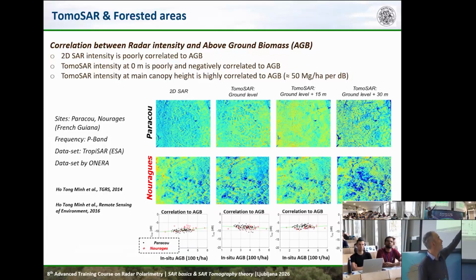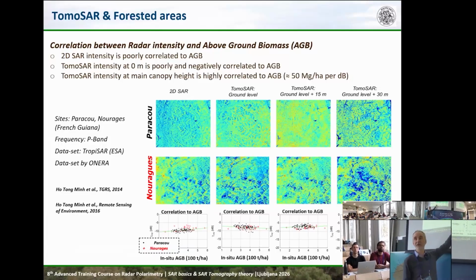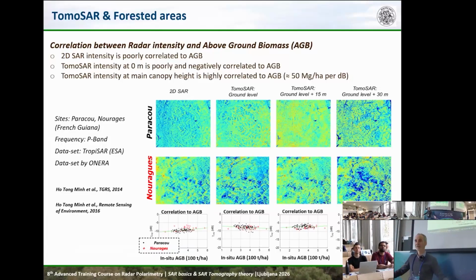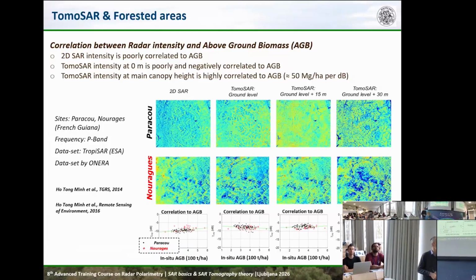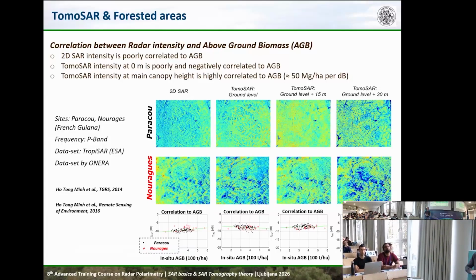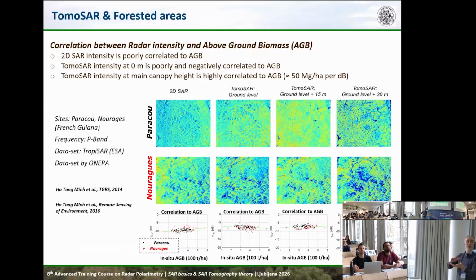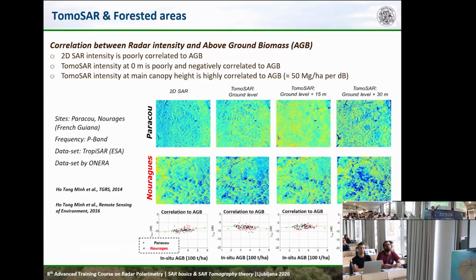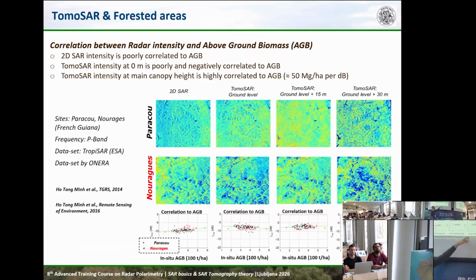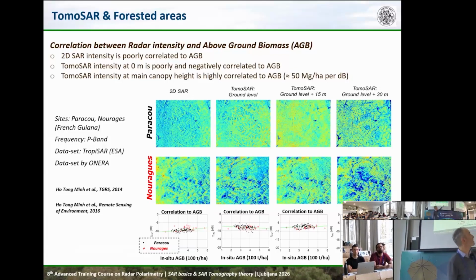You see that there was not much of a correlation here, which is always very bad, of course, when you're building a mission to measure primarily forest biomass. But we try to play the same game by using, instead of the total intensity, the intensity of images produced by tomography. So we tested the intensity at the ground level, at mid-canopy, and close to the top of the canopy, and you see that the correlation changes a lot.